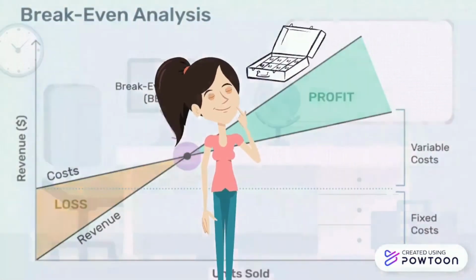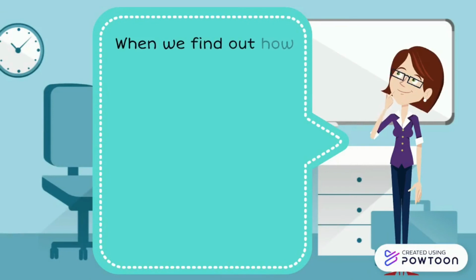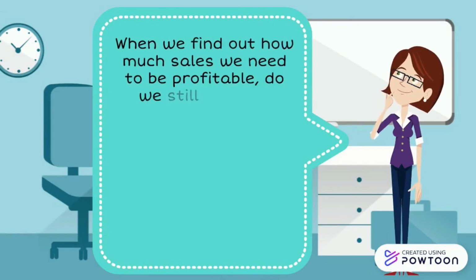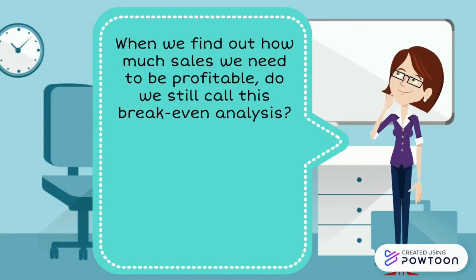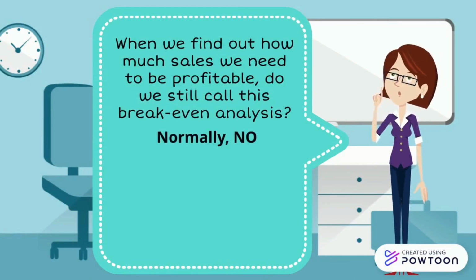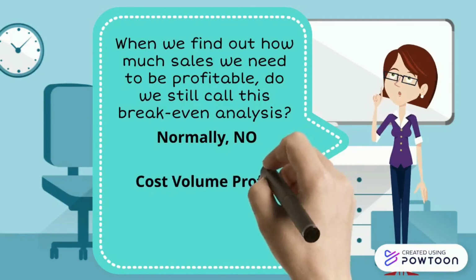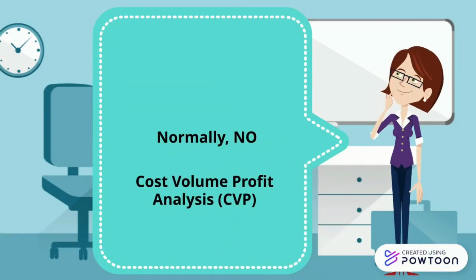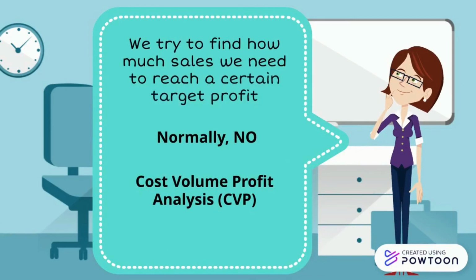So, when we try to find out how much sales we need to be profitable, do we still call this break-even analysis? Normally, no. We now call this cost volume profit analysis, or CVP for short. With this cost volume profit analysis, we try to find out how much sales we need to reach a certain target profit.